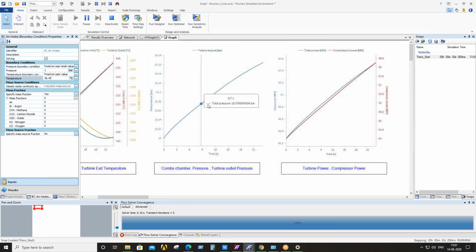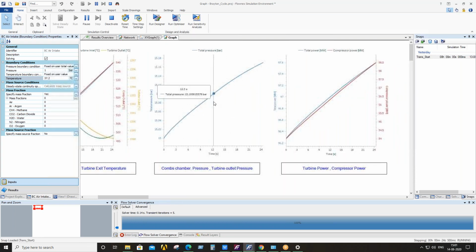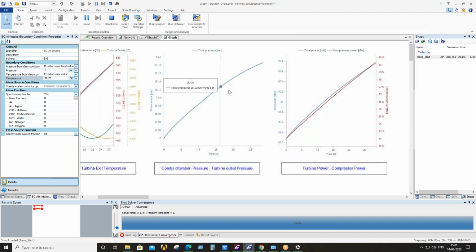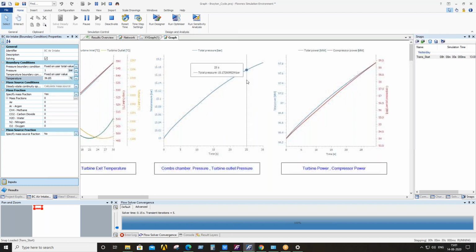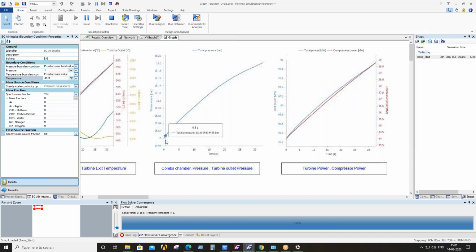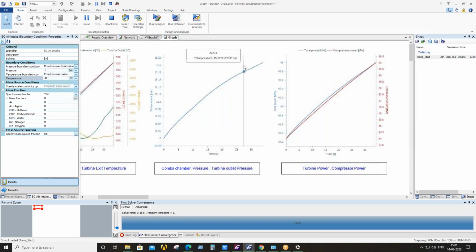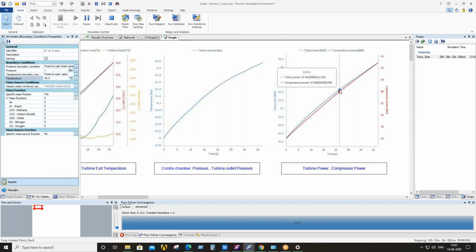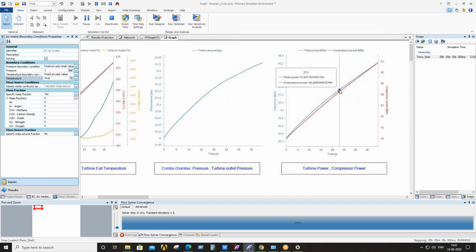So it is the combustion chamber pressure. Since the temperature of the inlet air is increased, it increased the combustion chamber pressure. From the previous value of 15 bar, it now reaches 15.22 bar, and similarly it also affects the total power output of the turbine and the total power intake of the compressor.